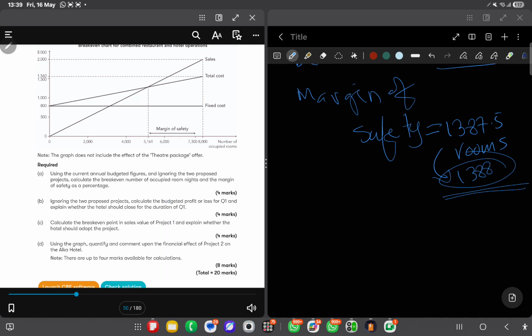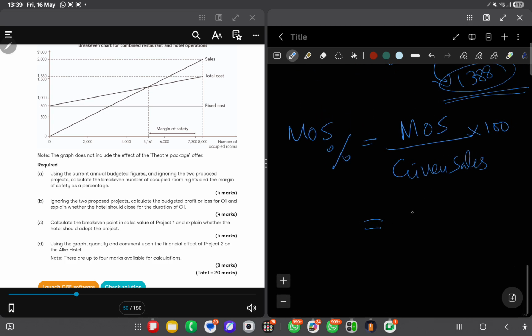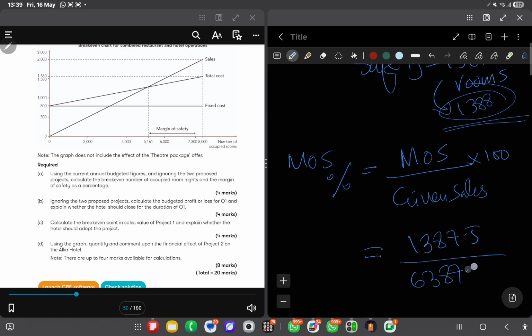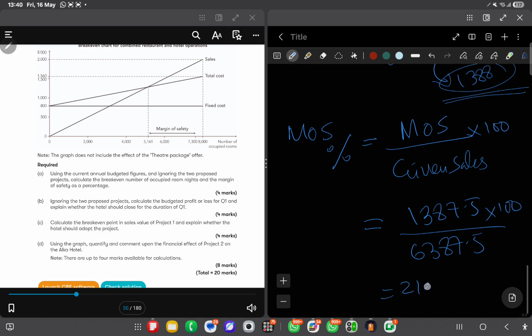And now we need to figure out the percentage. To calculate the margin of safety in percentage, you have to take the margin of safety divided by given sales times 100. So you have the margin of safety, which is 1,387.5, and given sales is 6,387.5, times 100. You get 21.72%. This answers the first question, which gives you 4 marks.